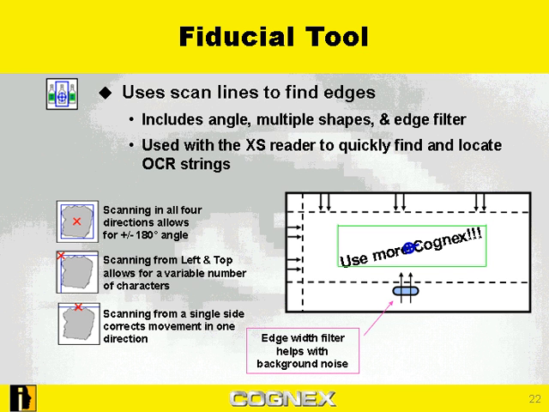And so without some sort of positioning tool, it was very difficult to get an OCR application to work in the XS reader. So now the Fiducial tool is back in the XS readers, making it a good tool now to locate character strings and read them. And the Fiducial tool is very fast. That's important in the XS scanner, because many times label reading applications are high speed.